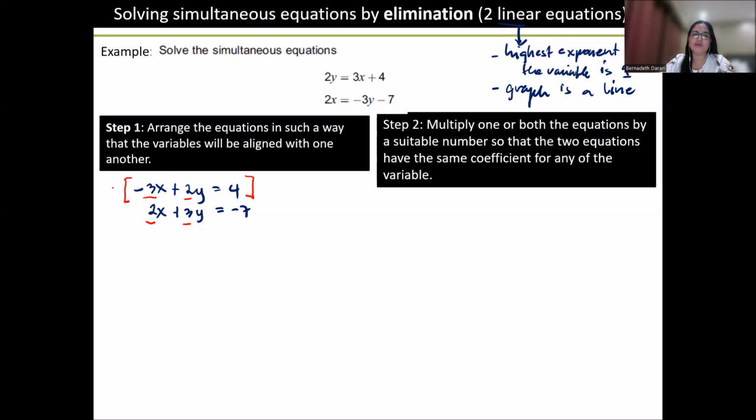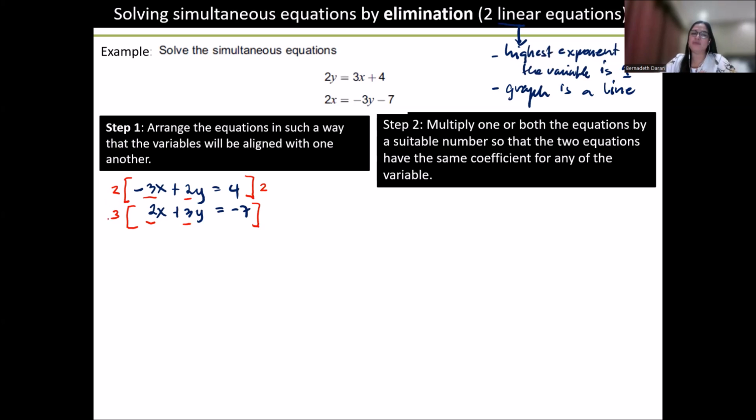So I will multiply the left side of the equation by 2, and the right side of the equation by 2. And then for the second equation, I will multiply this by 3. Why 3? Because if I multiply 2 and -3, I will have -6, and 3 and 2, I will have 6. So numerically, they are the same.